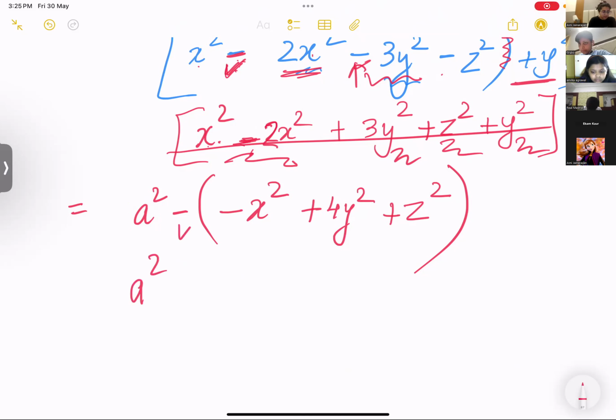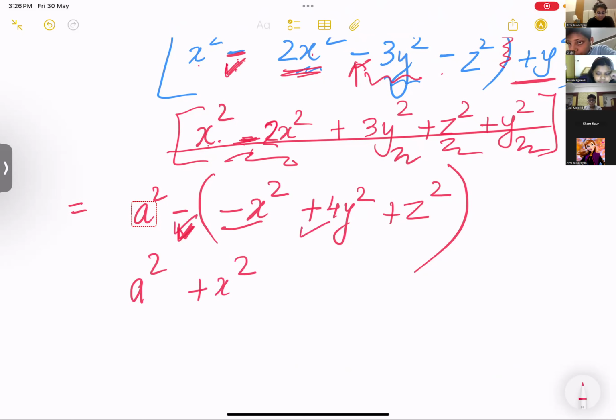A square. I am opening the bracket. Follow. Eyes on the screen. This minus and this minus becomes what? Plus x square. This minus and this plus becomes what? Minus 4y square. This minus and this plus becomes what? Minus z square. Now, if this answer matches with the answer key, the answer key is a square plus x square minus 4y square minus z square. The answer is correct.